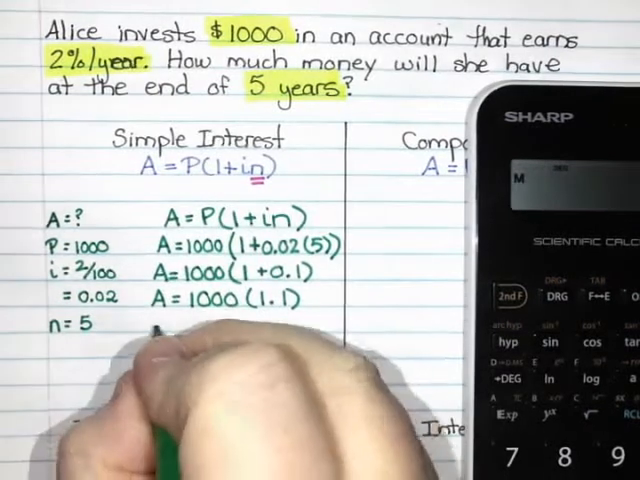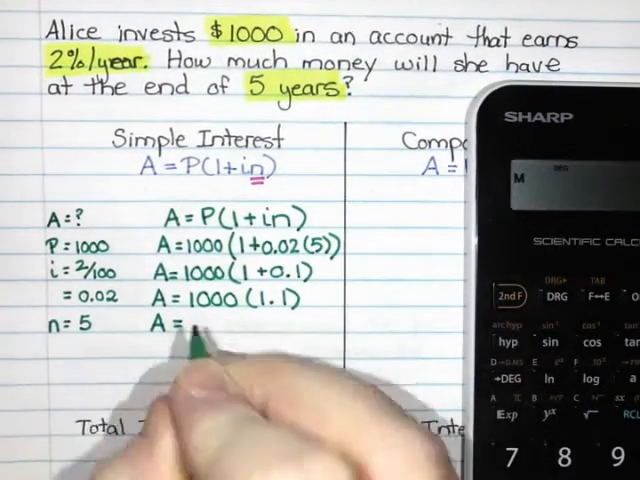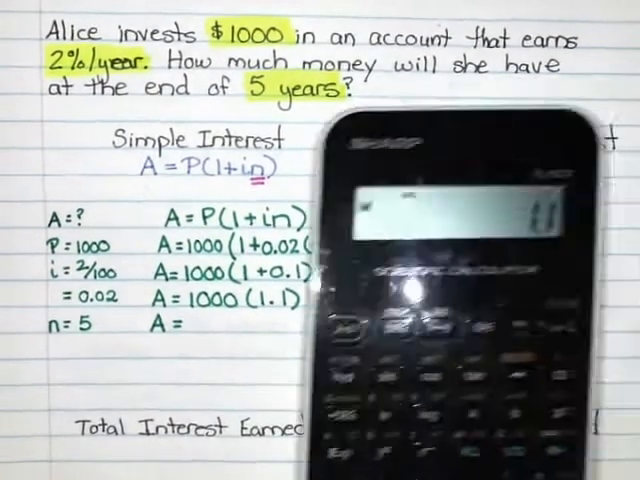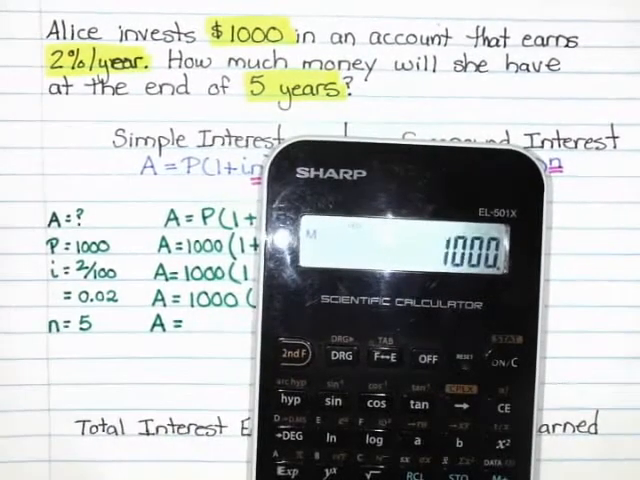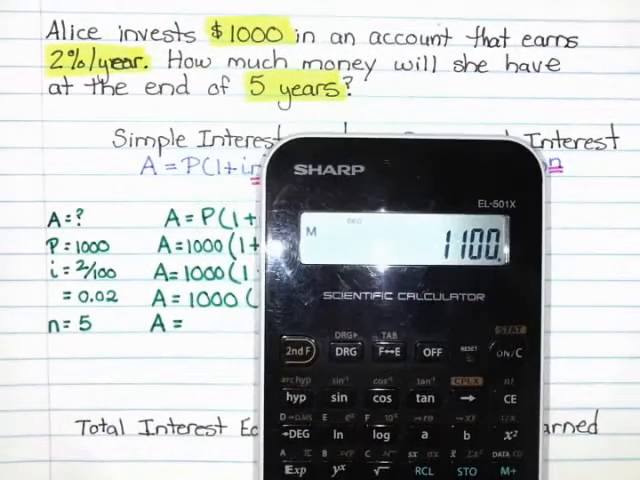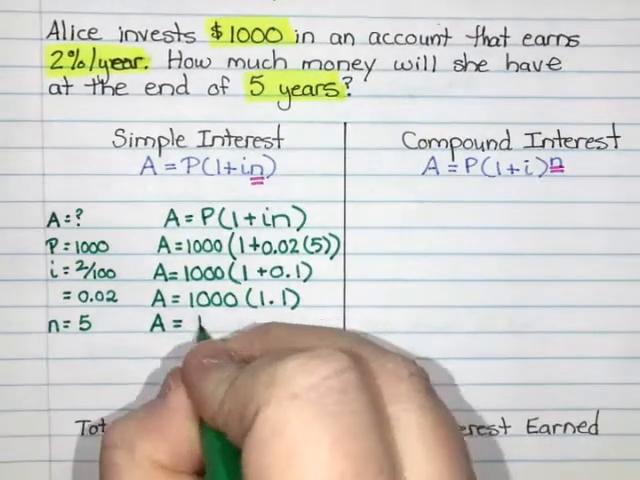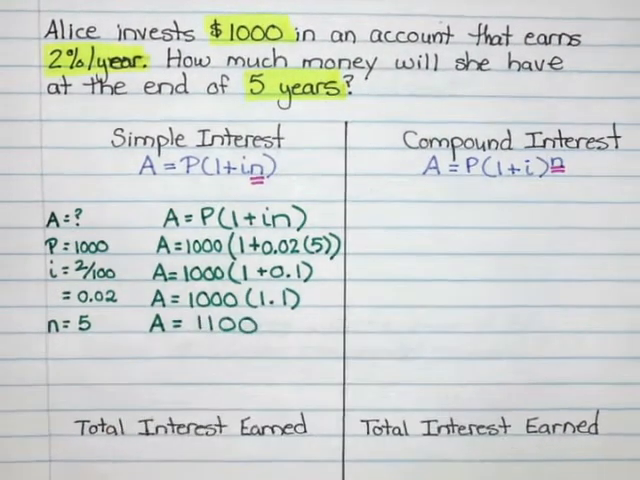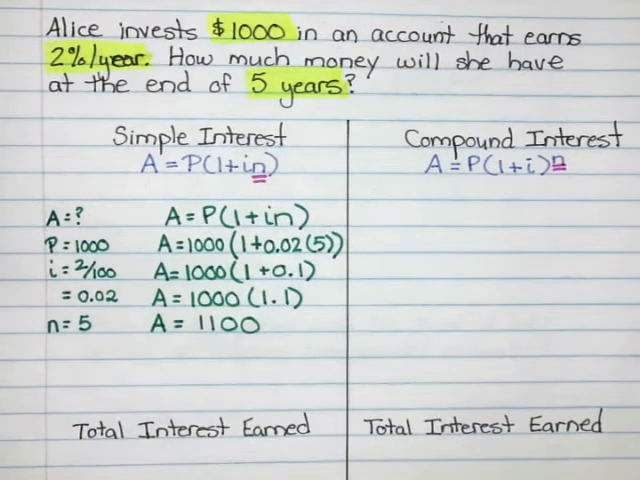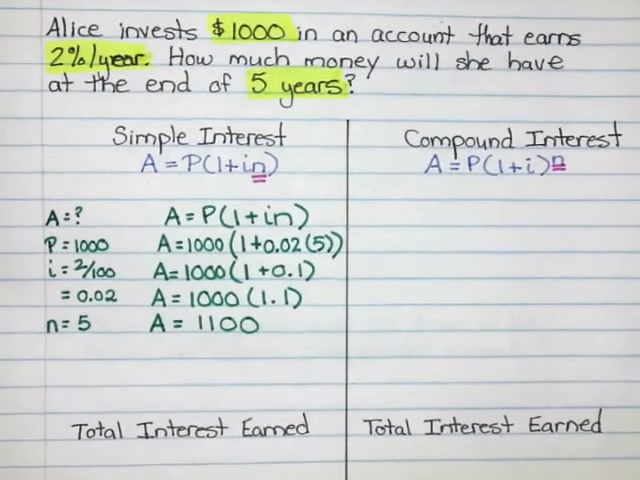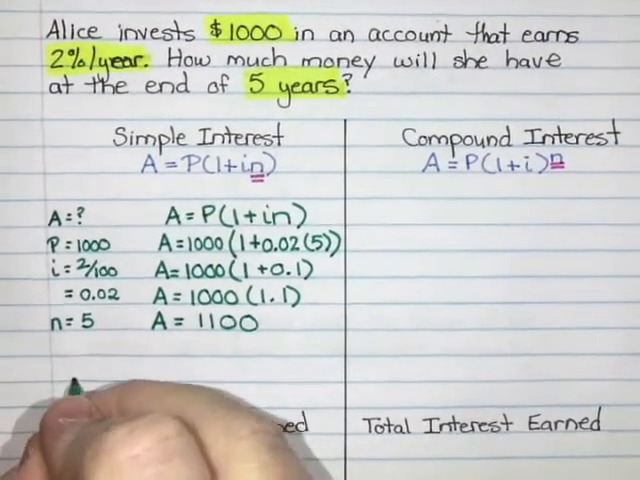And then I'm going to finish off this calculation by multiplying 1,000 times 1.1. And I get $1,100. So if she invests it and gets simple interest, she will have $1,100.